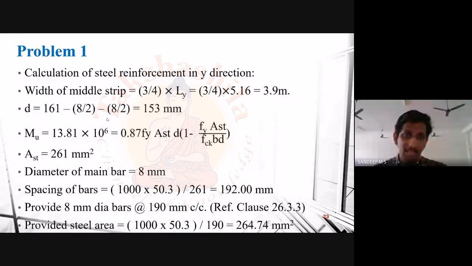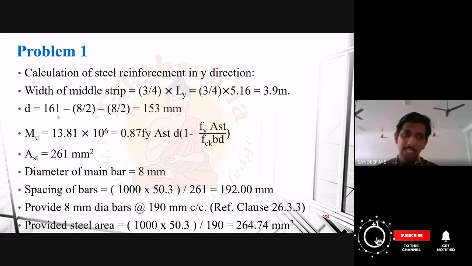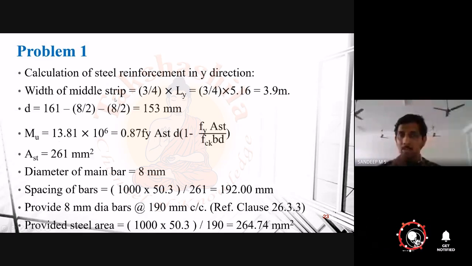Now what we have to do is find the Ast requirement in the other direction, that is in the direction of Ly also. In a similar fashion, only thing is that the effective depth will be slightly different, and this thing also we have already seen. So we will be providing the main reinforcement in the perpendicular direction above the main reinforcement, which we have already designed when considering the shorter span.